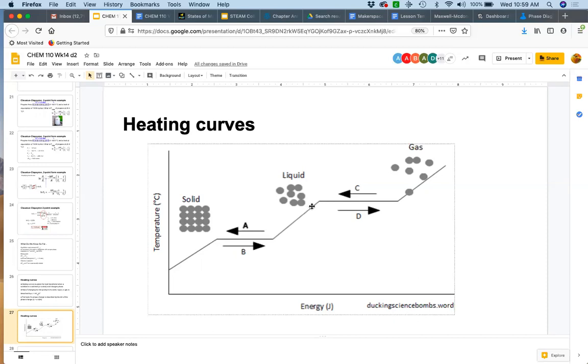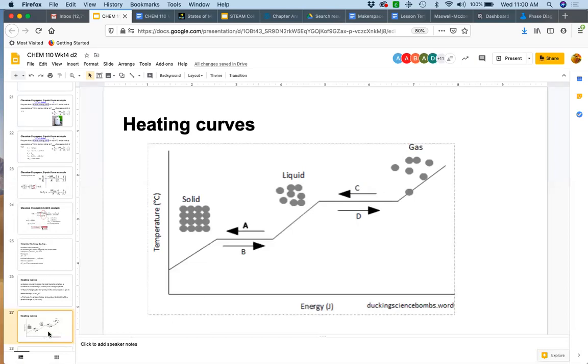It's going to increase until I reach this point where now my liquid starts to become a gas. And so I'm going to, again, continue to put energy in, but my temperature is going to be constant as all of my liquid molecules become gas molecules until I reach this point. At this point, all of my liquid molecules have become gas molecules, and now I put energy in and my temperature increases for my gas molecules.